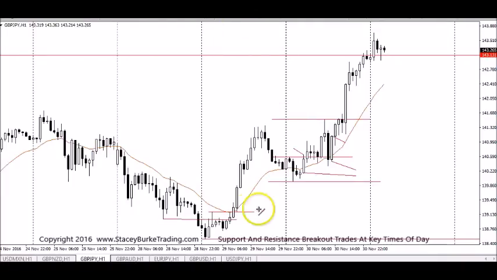Now again, another example of where the market has come off of a 20 lowest close. The market has closed above the high of the 20 period lowest close.